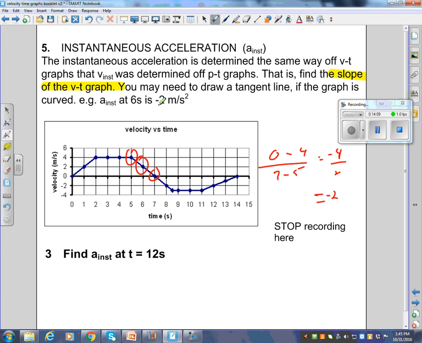What's the v-inst at 12 seconds? Right there. We're going to find this, or not v-inst, acceleration, instantaneous acceleration. We need to find the slope right there. 0 minus 3 all over 14 minus 11. 3 over 3, which is 1 meter per second squared.